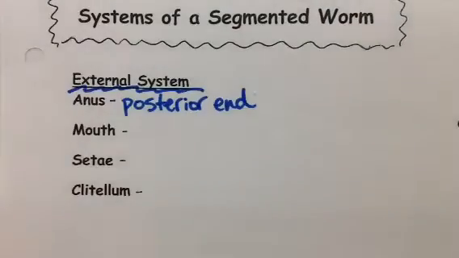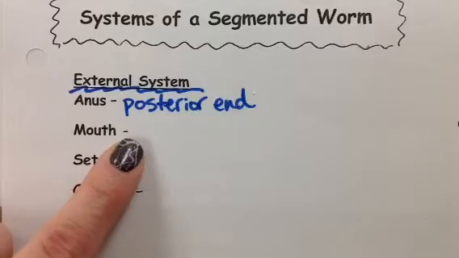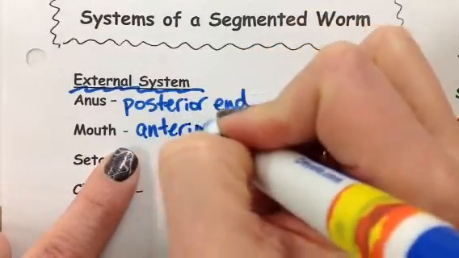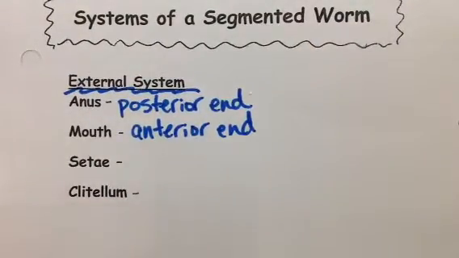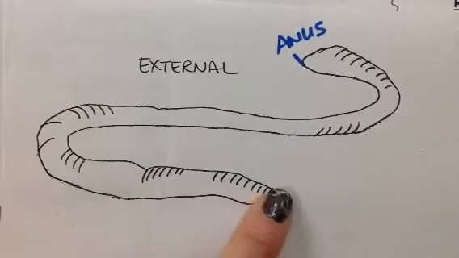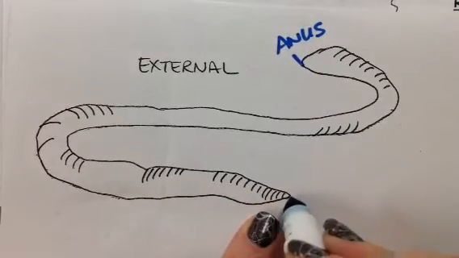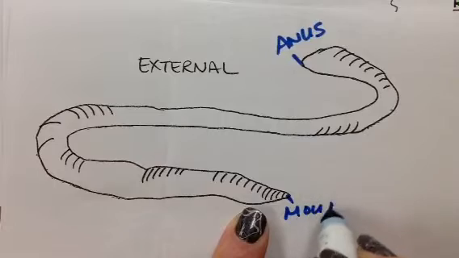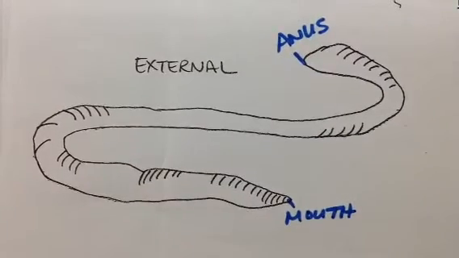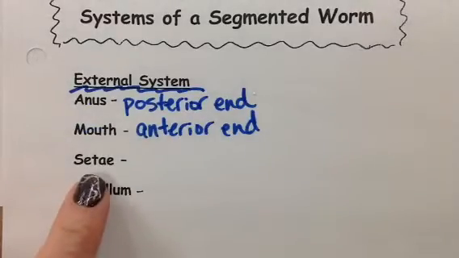On the flip side is the mouth, and that of course is the anterior end. So on our worm diagram, this is the anterior end, therefore this would be the mouth. Okay. And then our next feature that you can see externally are setae.